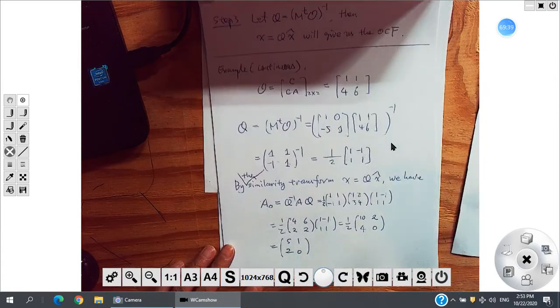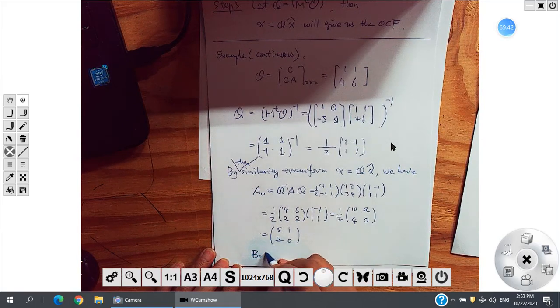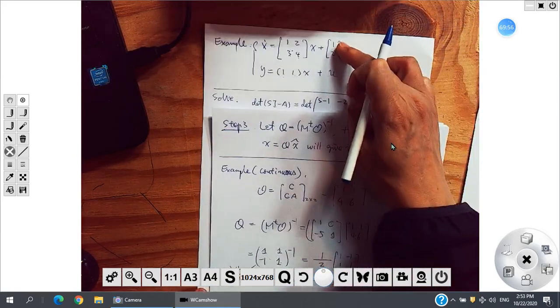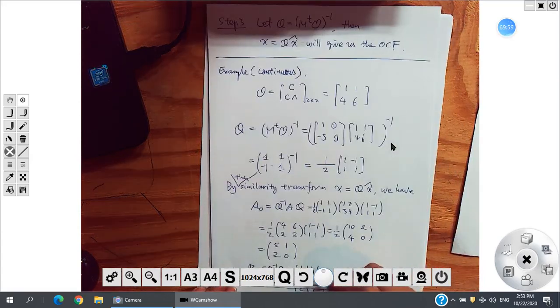Let me finish. The BO, there will be P inverse times B, which is P inverse in this part, it is 1, 1, negative 1, 1, times B is 1, 2. Right? B is 1, 2. So this is 1, 1 times 1, 2, I get 3. Negative 1. I think I got something wrong. P inverse times B. No, sorry, it's a Q inverse.